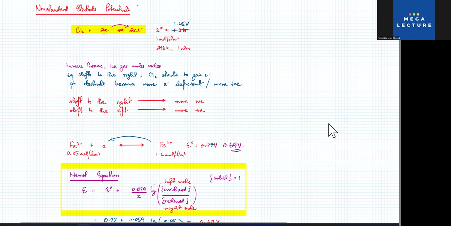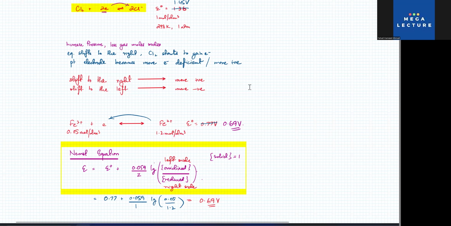Your non-standard electrode potentials are what you get if it's not under standard conditions. If it's not under standard conditions, the equilibrium is going to shift either left or right. If it shifts to the left, that means it's going to produce more electrons, so the potential would drop. It will become more negative. And if it shifts to the right, that means the substance will gain more electrons, and the electrode will become more positive.